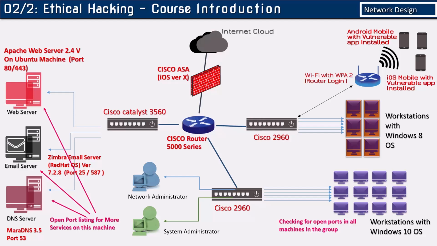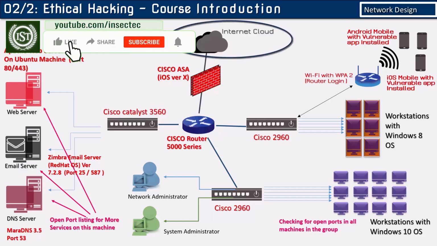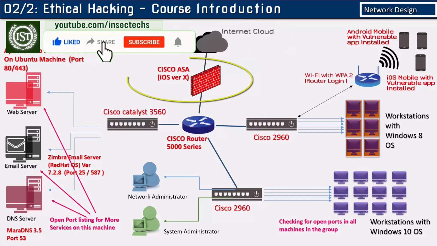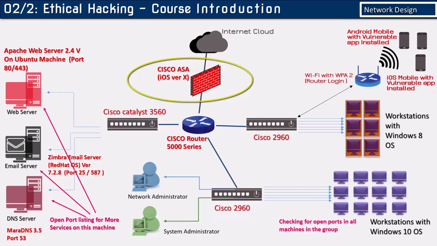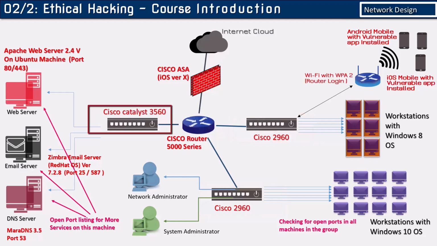So these are the networking devices, and the company has an internet connection from the internet cloud from the ISP, and in between there is a Cisco ASA, that is Adaptive Security Appliance, with IOS, Internetwork Operating System, installed on that appliance, which has version number X. I have not mentioned any version number, and it is connected to a Cisco 5000 series router, which has 3 switches connected to it, of which 2 switches are 2960 series, and another is a Cisco Catalyst 3560, which has servers like web server, email server and DNS server connected to it.